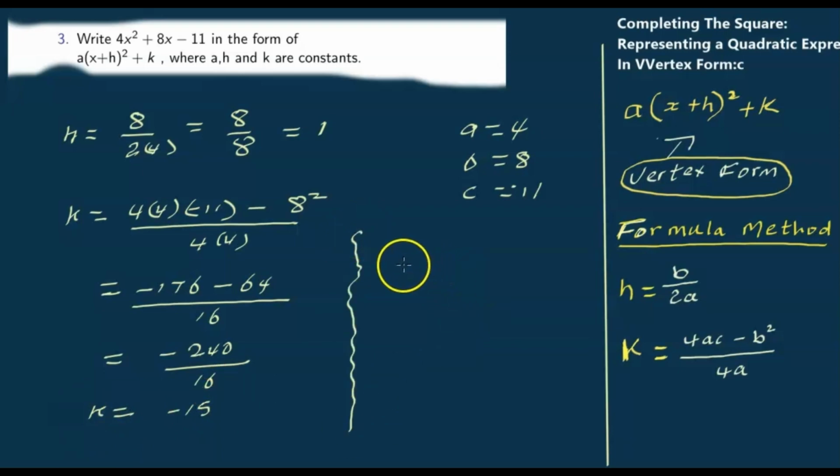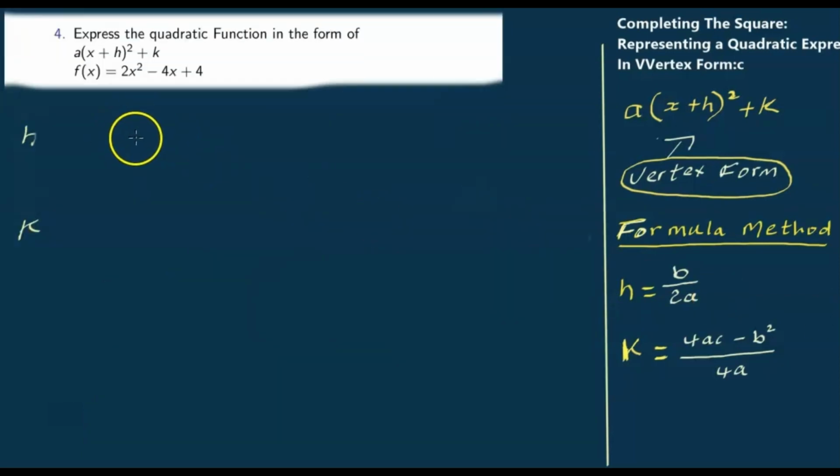Now we're going to write it in the vertex form. So to write this in the vertex form, we're going to put A on the outside, which in this case A is 4, x, and we worked out h to be positive 1, put our square above the bracket, and then we're going to put our k as being negative 15. And therefore this is the answer to question 3.